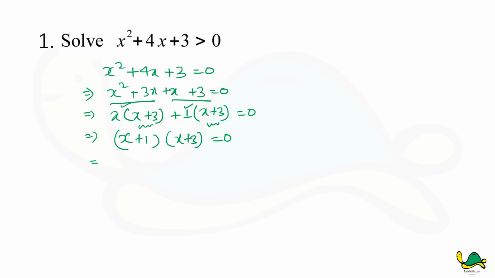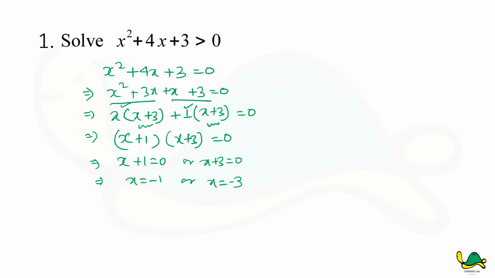If the product of two numbers is equal to 0, it means one of them is 0. So either x plus 1 is equal to 0 or x plus 3 is equal to 0. That means x is equal to minus 1 or x is equal to negative 3.